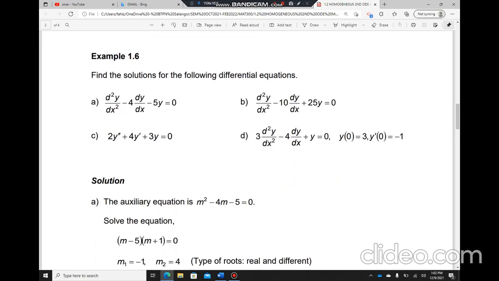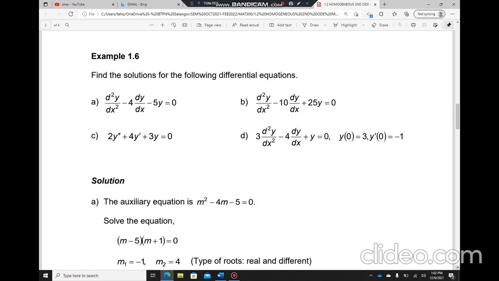Okay, seperti kita tengok A. Untuk A diberi d square y dx square minus 4 dy dx minus 5y. So kita tukar pada auxiliary equation. Untuk d square y dx square ni awak just tukar pada m square, and then minus 4 dy dx jadikan dia m, and then minus 5y, y jadikan dia constant 1. So this is your auxiliary equation, okay, which is m square minus 4m minus 5 equals to 0.